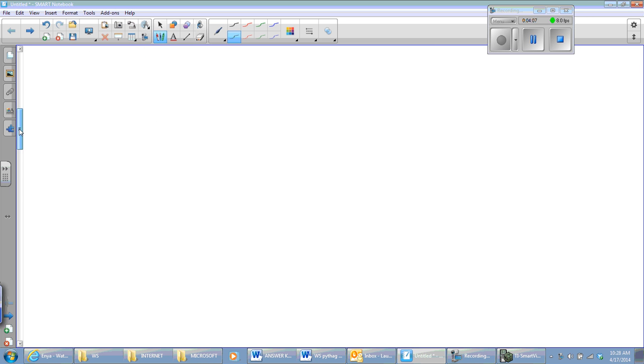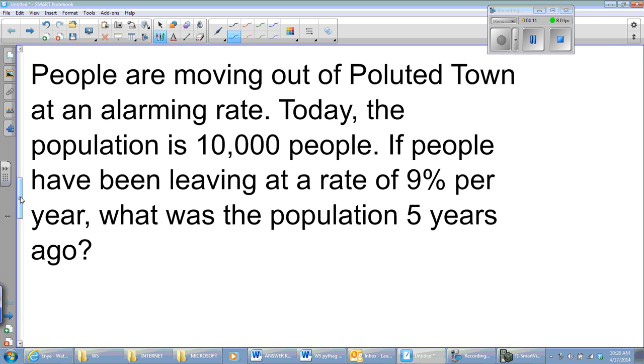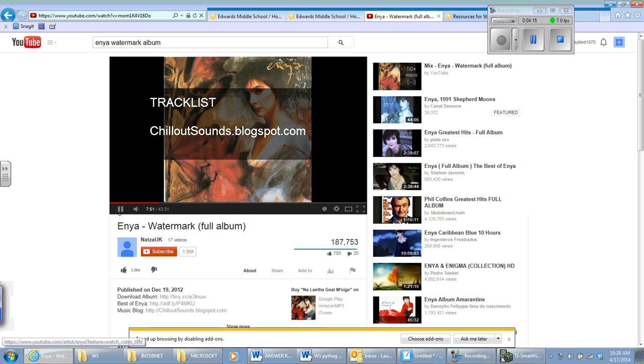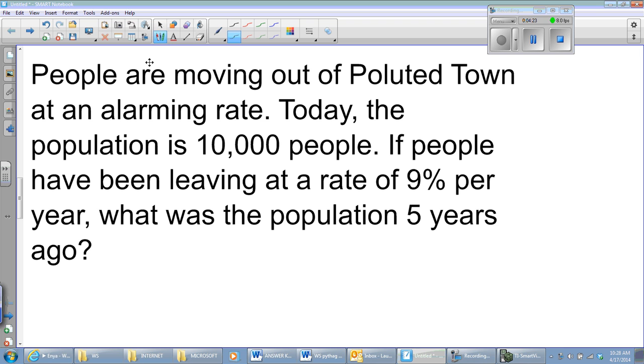All right, let's take a look at one that's just a tiny bit different. Excuse me. All right, my music seems to have stopped. Something is wrong here. Refresh that, see if I can't get it to start again. All right, meanwhile, people are moving out of polluted town.